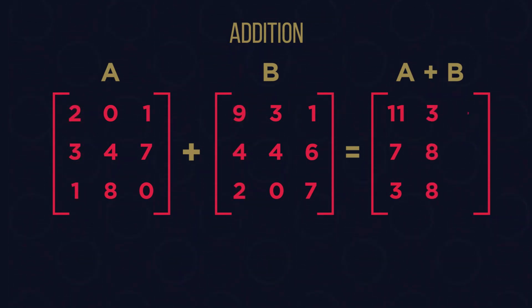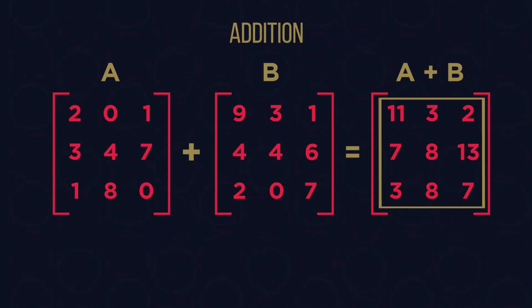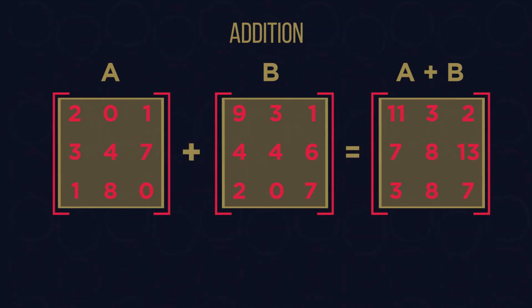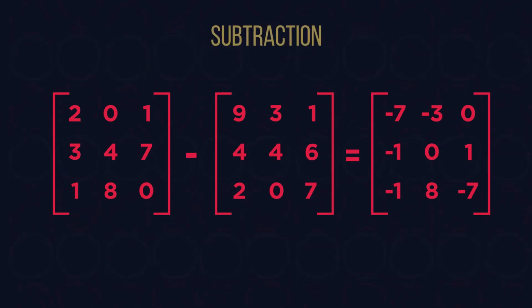Do the same until you have added together all the corresponding elements and placed the results in their correct position in the result matrix. It's important to notice that the result matrix will have the same dimensions as the two starting ones, which means the same number of rows and columns. We can do the same with subtraction, only pay attention to the signs that the elements of the result matrix will have. Some might be negative.